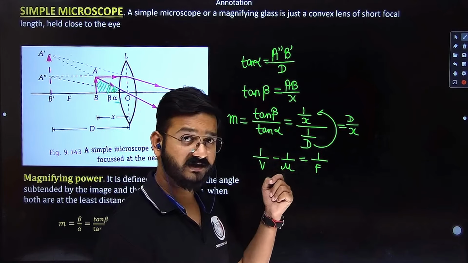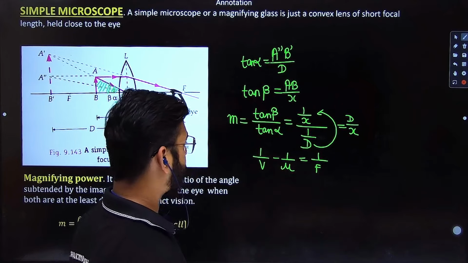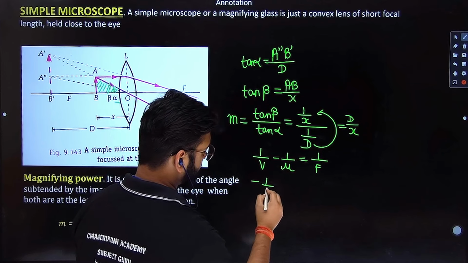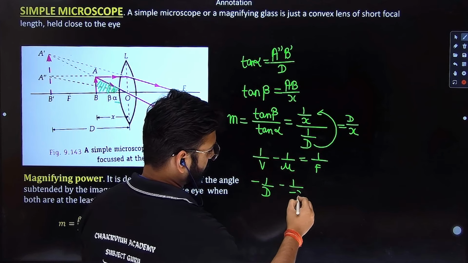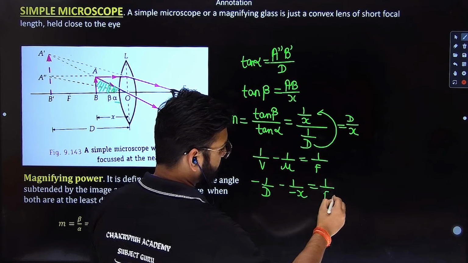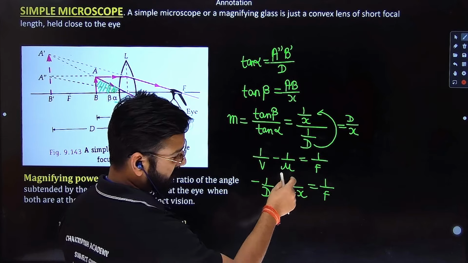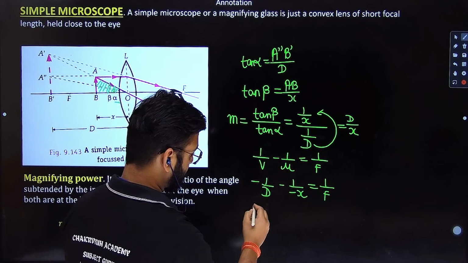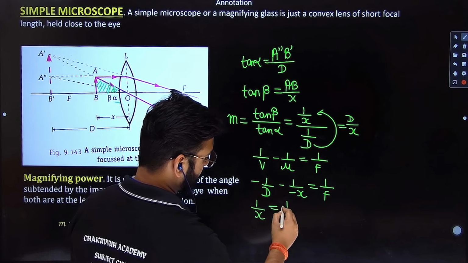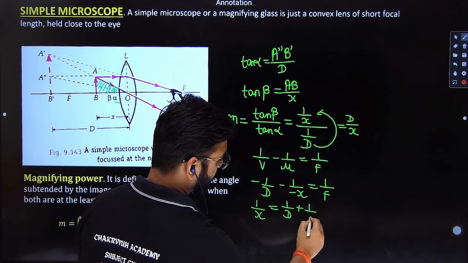Okay, students, let's use the lens formula. 1 by v minus 1 by u equals 1 by f. Let's substitute the values. Minus 1 by d, and then u is minus x, correct? So minus minus becomes plus. This will be 1 by x. I will move 1 by d to the other side. So 1 by x equals 1 by d plus 1 by f.